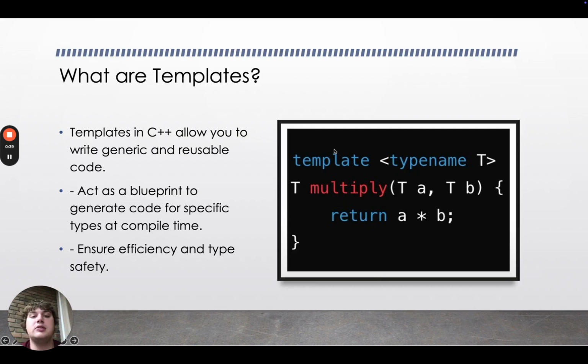In this code, T is a placeholder for any data type. When you call add with two integers, T becomes int, and if you call it with floating point numbers, T becomes float. So why use templates?